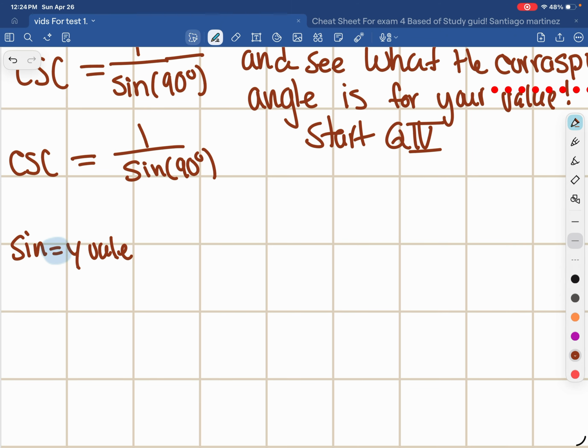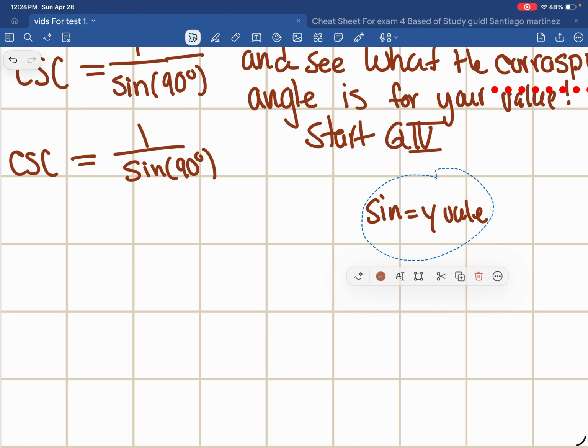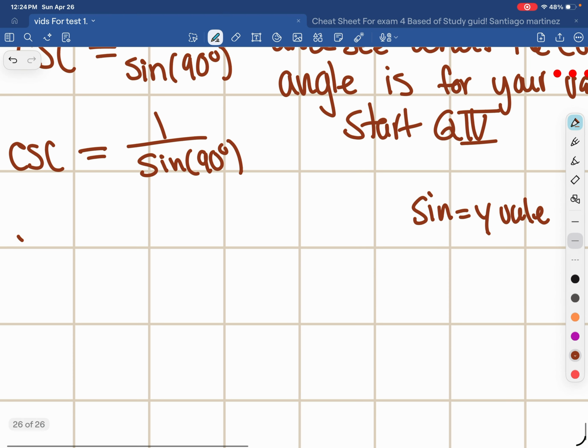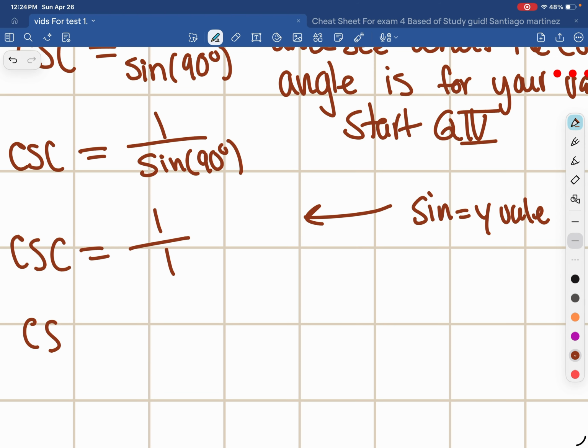So we can move that over here as our notes. So this should be 1 over 1, which is just 1.